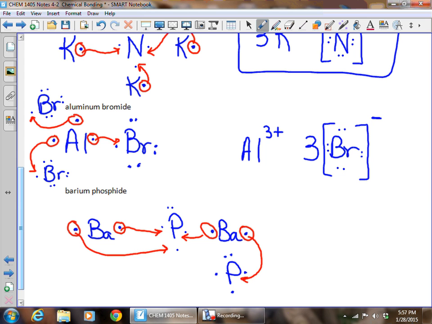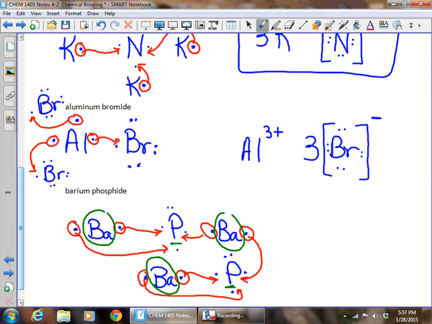So what are we going to need? 1 more barium should do the trick, so that one of these electrons can be given away to phosphorus, and so can the other one. And now everything that wants to lose electrons has lost them. Everything that wants to gain electrons has gained them. Looks like we've got 3 bariums to put in this Lewis structure, and looks like we've got 2 phosphoruses.